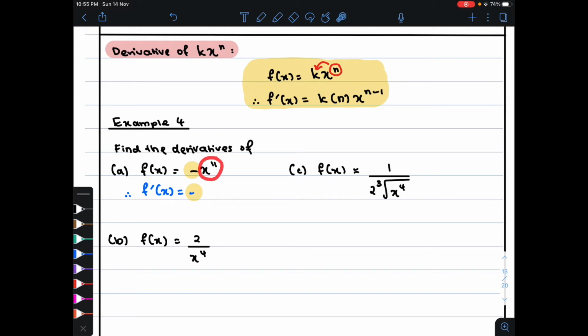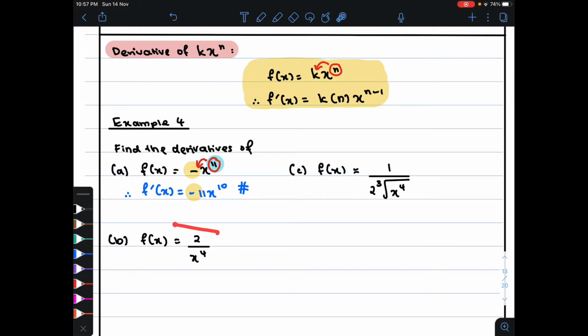Now, what about x to the power of 11? The power is 11, you bring it to the front. So, you'll times negative with 11. So, what happens to x to the power of 11? x stays the same, but the power now, which is 11, you need to minus it with 1. So you'll get 10. Therefore, this is actually negative 11x to the power of 10.